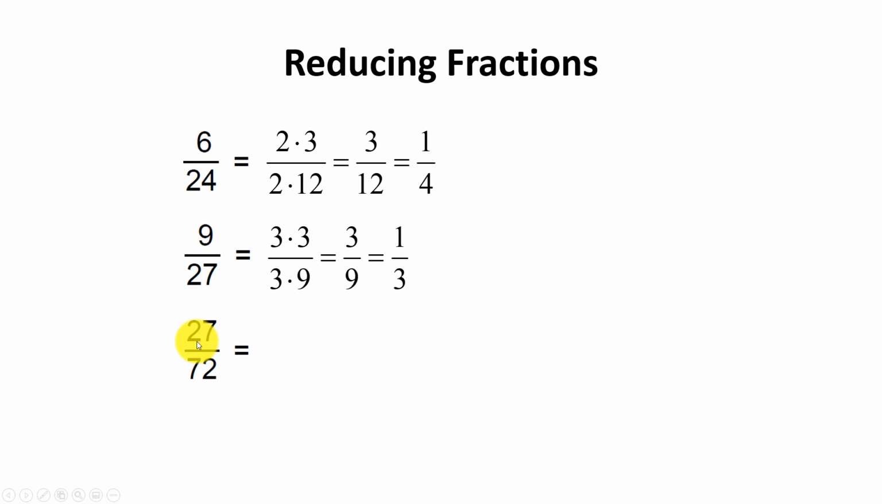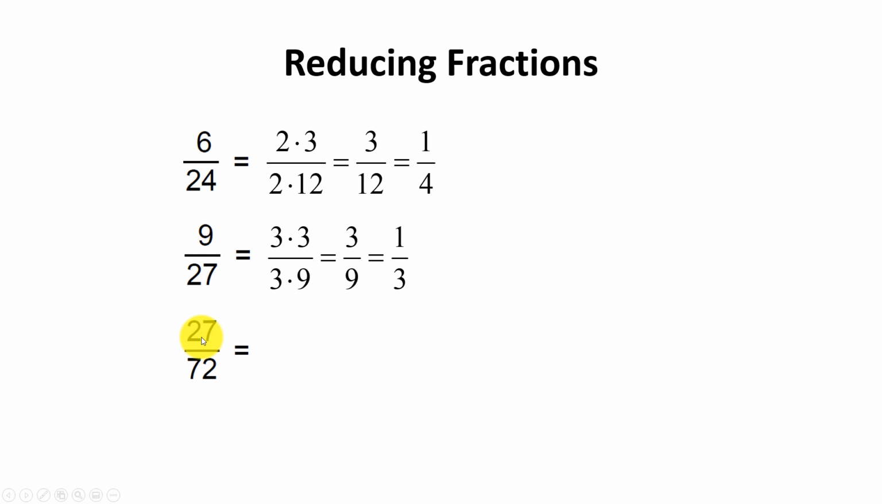So if we use that trick involving the 3, 2 plus 7 is 9, so 3 will go into 27. Will 3 go into 72? Well, 7 plus 2 is 9. 3 will go into 72 also. Now, will 27 go into 72? No, that doesn't work. But is there a higher factor than 3?